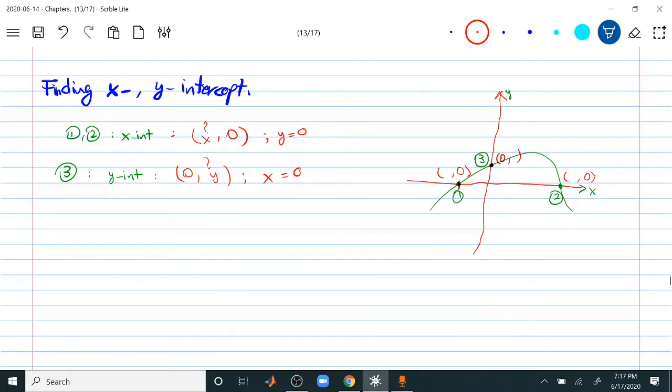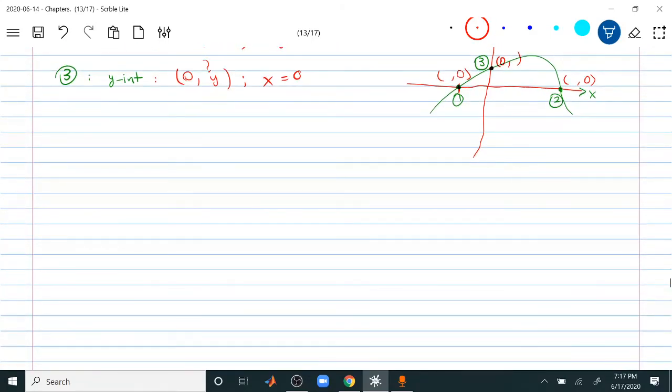If you forget it, always draw a picture and see, okay, if I'm on the y-axis, what is the information? I know x is 0. If I'm on the y-axis, x is 0. If I'm on the x-axis, y must be 0. Okay, let's do an example.